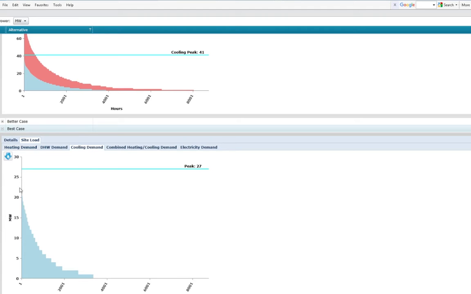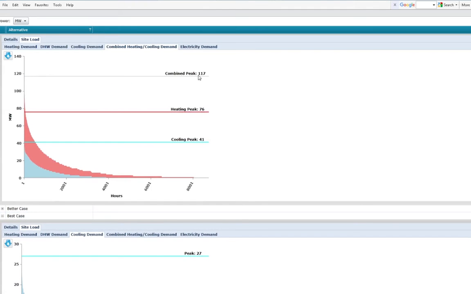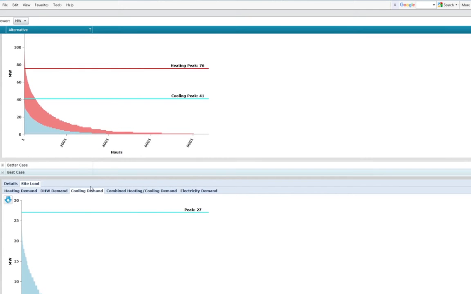Let's see the cooling demand. It's a little blockier. We've made the building better, so it doesn't run as many hours. It's running a little bit thicker. We don't have to buy as much. We're buying 27 versus 41, and the other was 76 and 50. So we're buying less of that equipment. This is 53 versus 76.